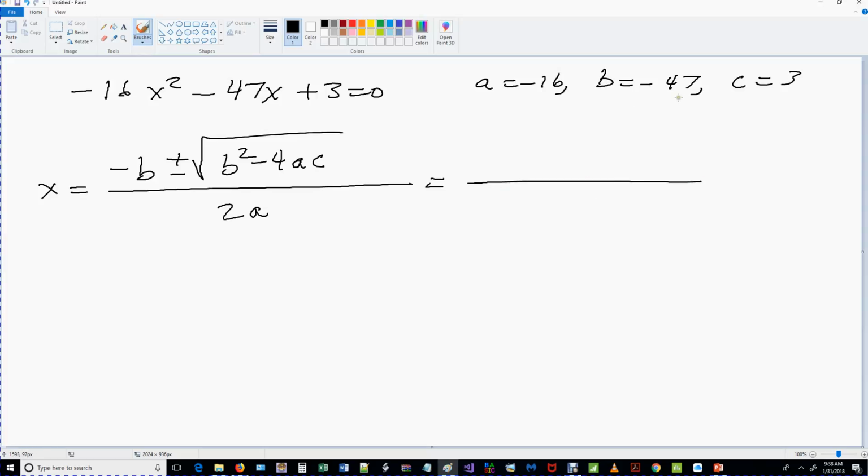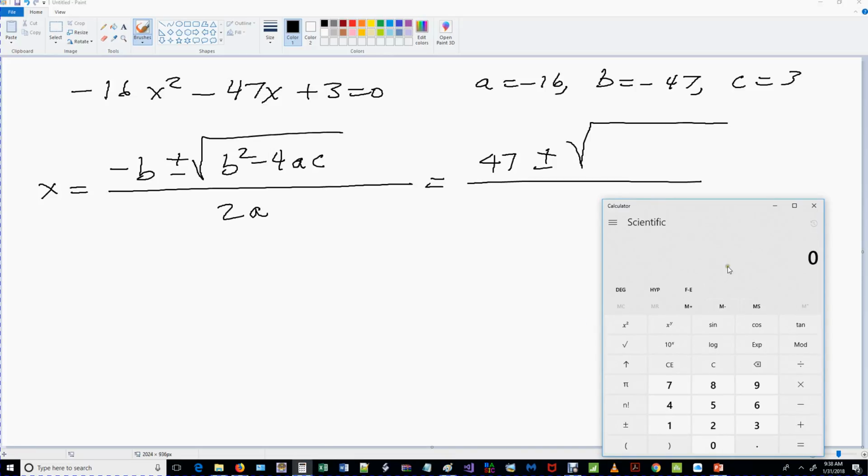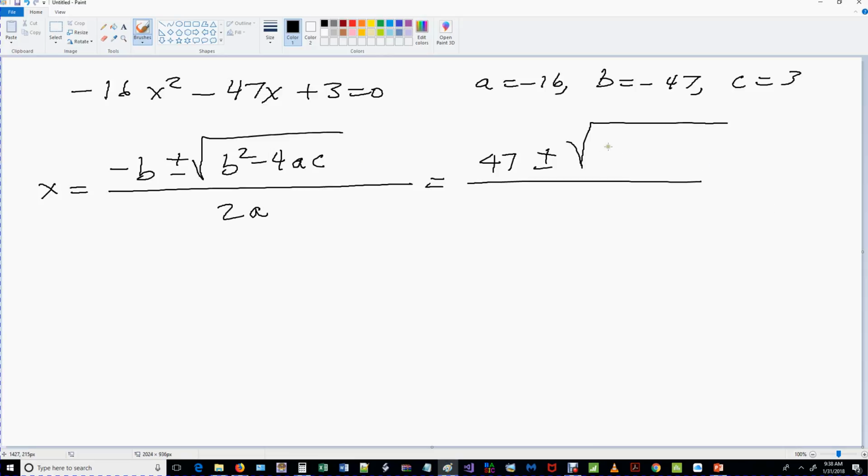Alright, so B is minus 47. But minus B is the opposite, right? So it's just 47 plus or minus. Inside the radical, you need B squared. So that's 47 squared, since it's negative 47, negative times negative, the answer would be positive, right? So it will be 2,209 minus 4 times A, which is negative 16, times C, which is 3. And we are going to divide by 2A. 2 times A, it will be 2 times negative 16, so it's minus 32, right?